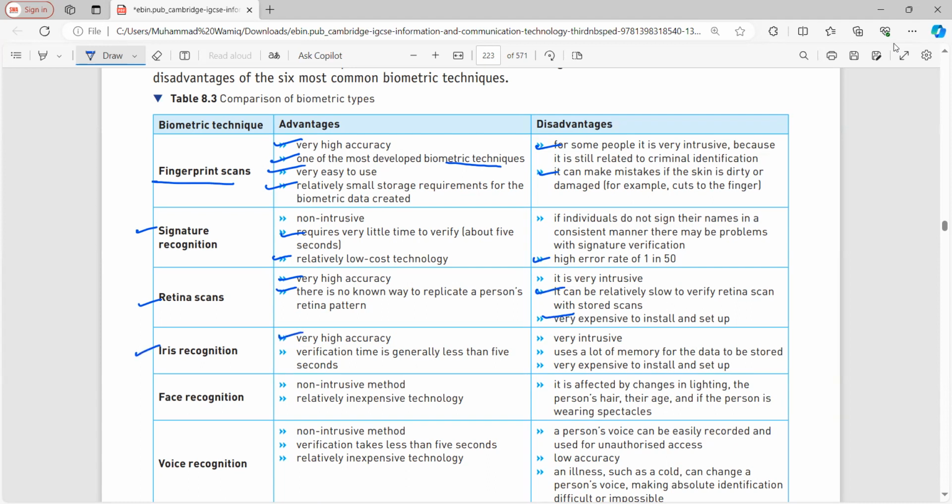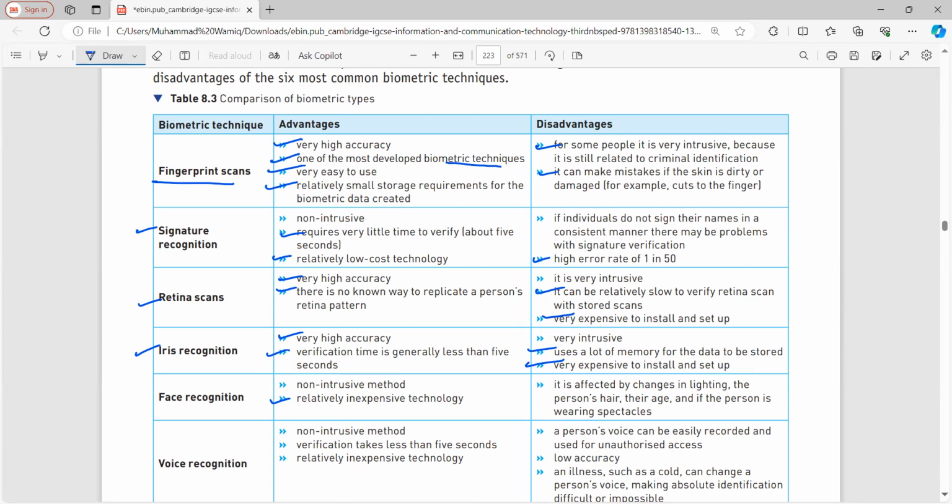Iris recognition is secure, and verification time is generally less than 5 seconds. Disadvantages can be that it takes a lot of memory and is again expensive. Face recognition is an inexpensive technology, but the disadvantages can be that facial features can change from time to time, or they can be affected by a person's age.